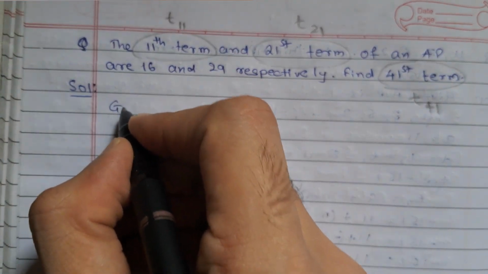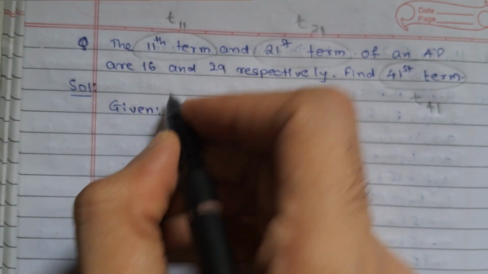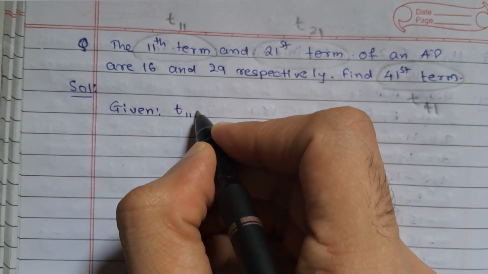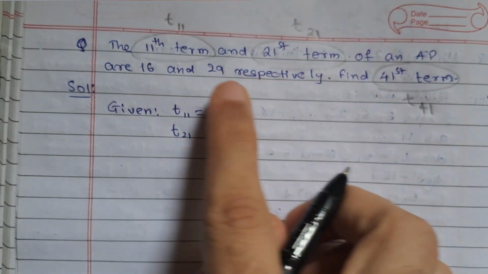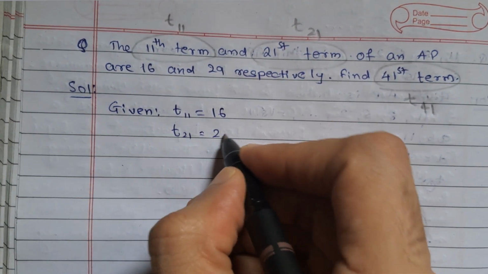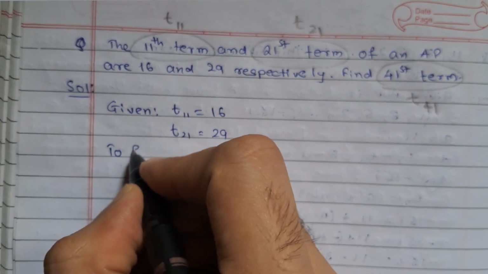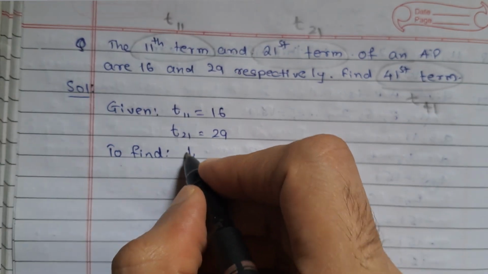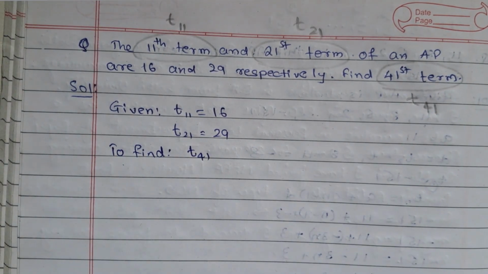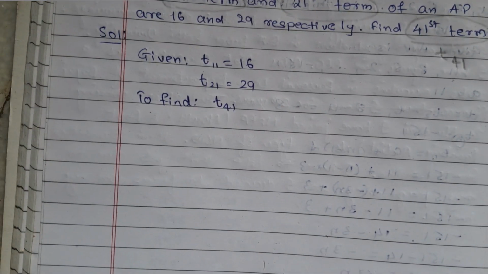So let's say given. What is given to me? It is said that T11, 11th term is 16 and T21, 21st term is 29. And what I need to find? I need to find 41st term, that is T41. Okay, so let's begin the solution.